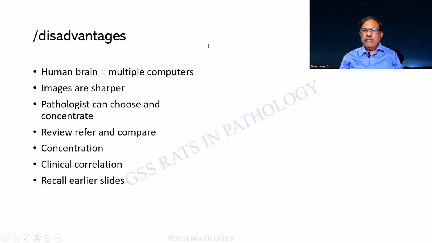So what are the disadvantages of digital pathology as such? The human brain is equal to multiple computers. All said and done, it is analyzing, it is studying, and you are literally feeling the slide rather than seeing the slide. The images that you see in the microscope are much sharper than what is captured digitally. And the pathologist can choose and concentrate on any particular area, and he can review it at a later date. Clinical correlation also can be obtained very easily from the same hospital.